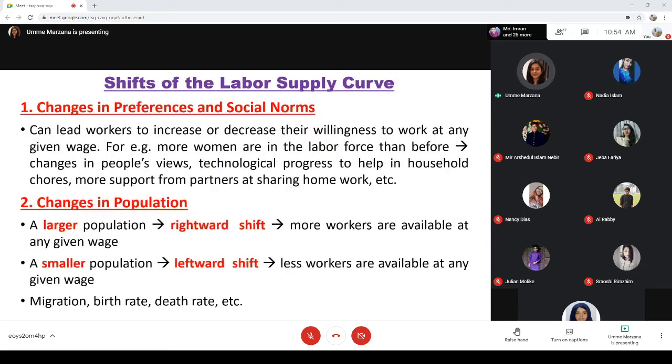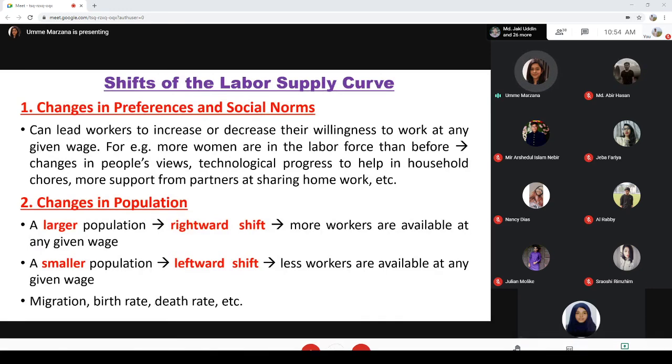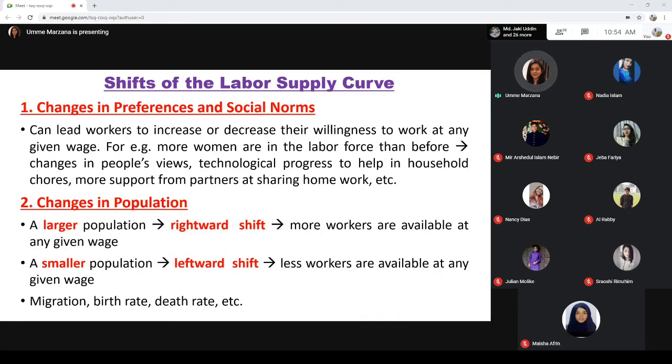Last thing is, what causes shifts in the labor supply curve? We looked at the shifts of the labor demand curve. We are going to look at the shifts of the labor supply curve. So there are many factors. These are some of the common factors. The first being changes in the preferences and social norms.